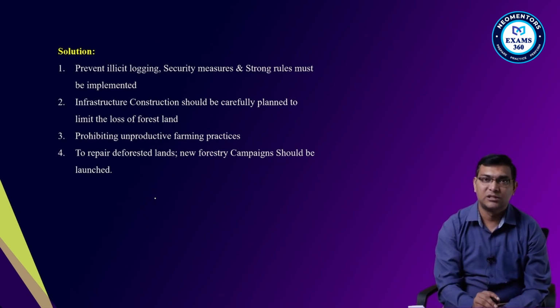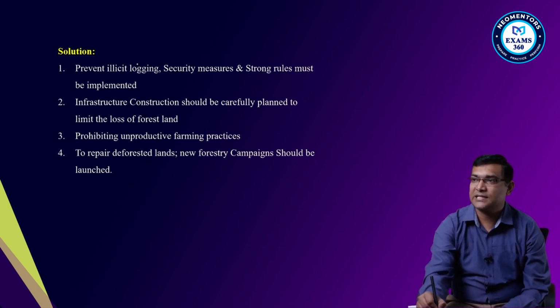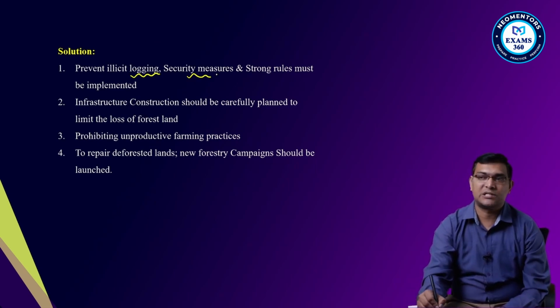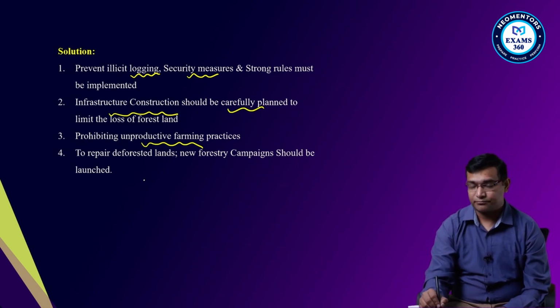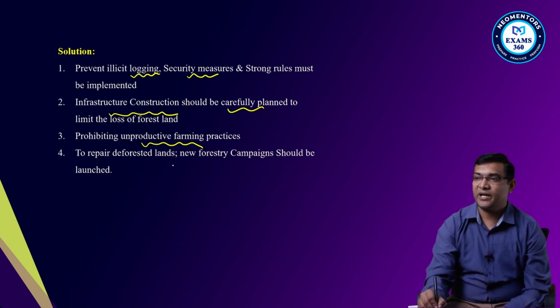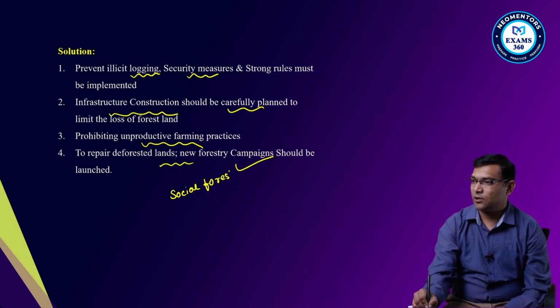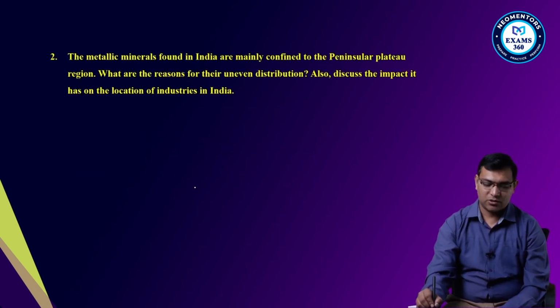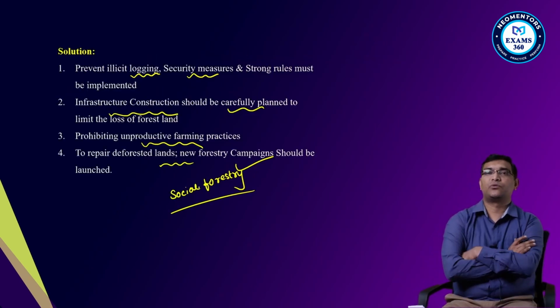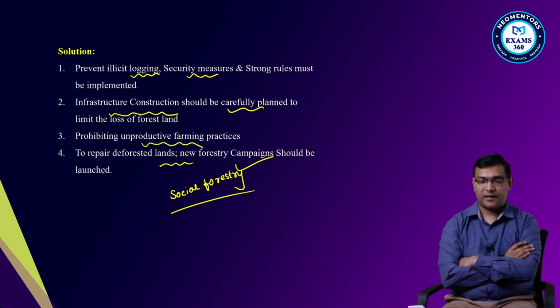What is the solution? Preventing illicit logging, security measures, strict and carefully planned infrastructural construction, prohibiting unproductive farming practices like shifting or zone cultivation. To repair deforested land, new forestry, social forestry or campaigns, awareness programs have to be brought. Okay, so these are your solutions with regard to deforestation, right?